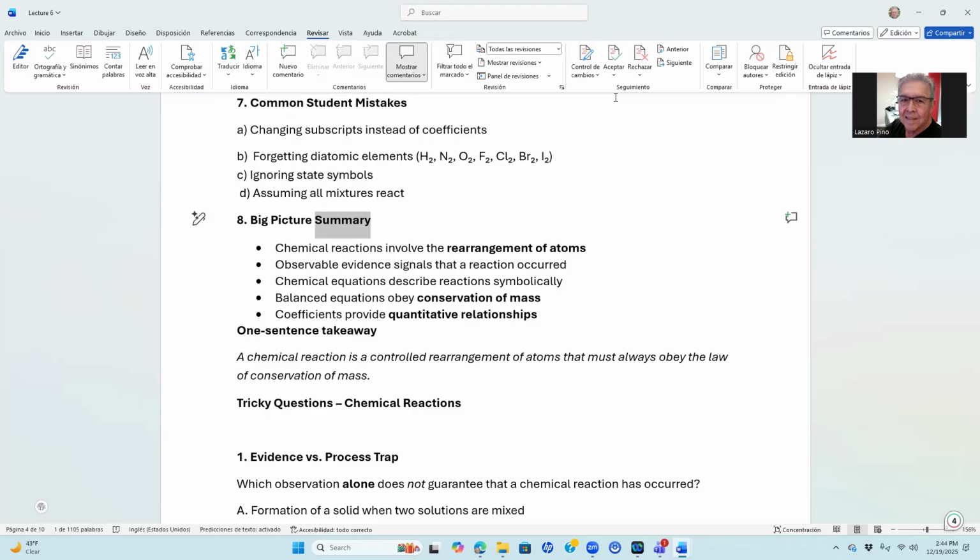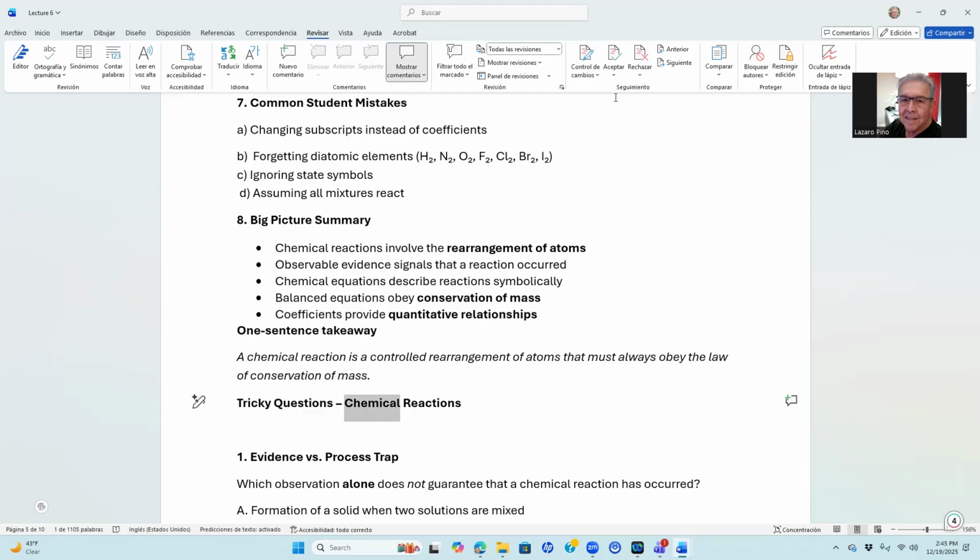8. Big picture summary. Chemical reactions involve the rearrangement of atoms. Observable evidence signals that a reaction occurred. Chemical equations describe reactions symbolically. Balanced equations obey conservation of mass. Coefficients provide quantitative relationships. One sentence takeaway: A chemical reaction is a controlled rearrangement of atoms that must always obey the law of conservation of mass.